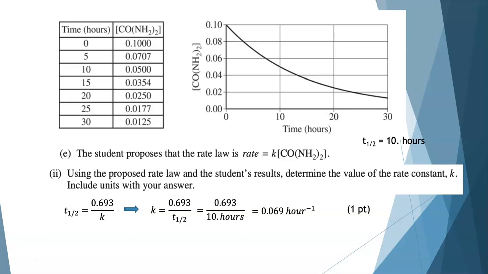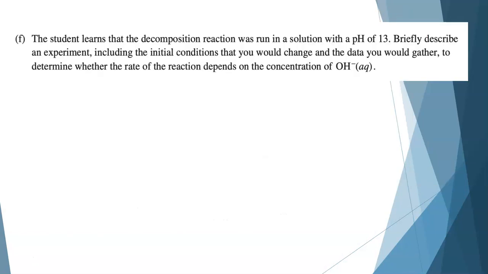Okay, the problem continues. Of course it continues. It's a long free response question. The student learns that the decomposition reaction was run in a solution with a pH of 13. Describe an experiment, including the initial conditions that you would change and the data you would gather to determine whether the rate of the reaction depends on the concentration of hydroxide ion.